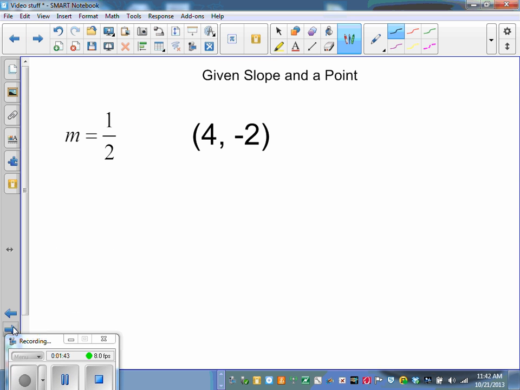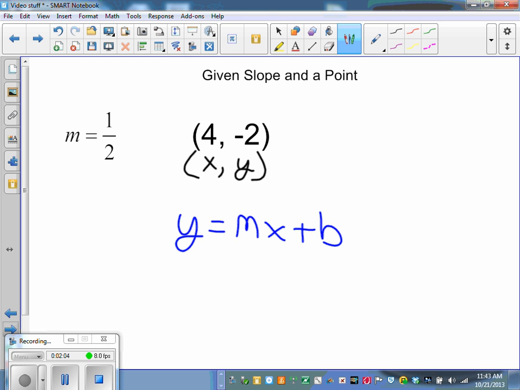All right, the next case is where they give us the slope and they give us a point that it goes through. The important thing about the point is that it's in an x comma y format. So in this case, our x equals 4 and our y equals negative 2. So we're still going to be using y equals mx plus b. Now in this case, I already know my slope, and what I need to do is find my y-intercept.